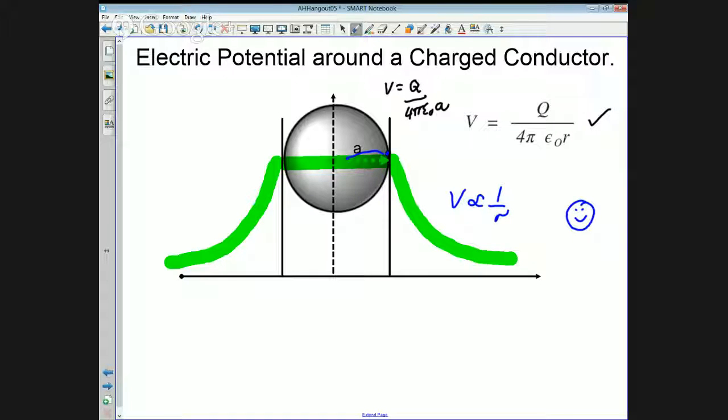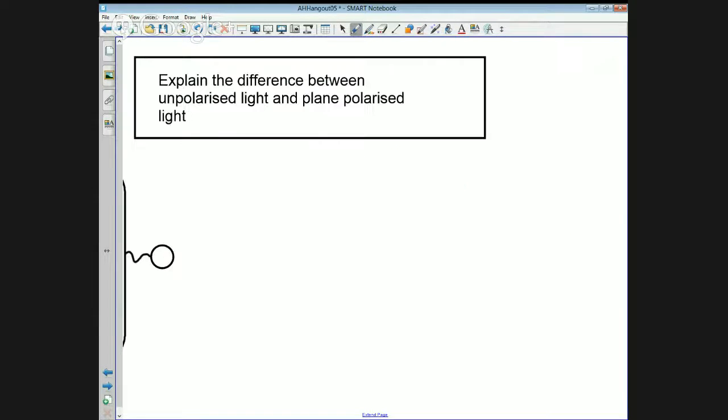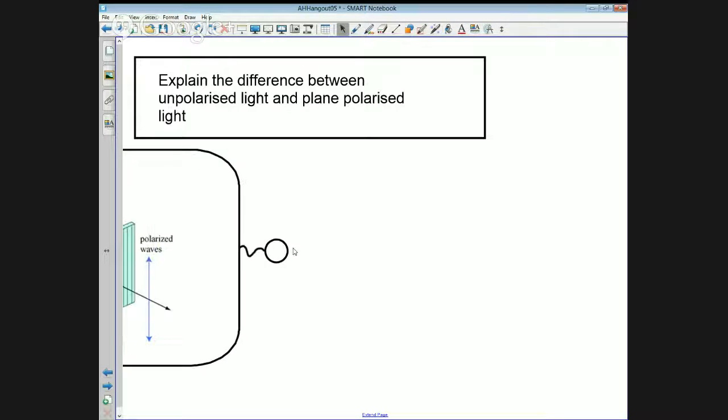Okay, nearly there for our hangouts. So what's the next question waiting in the wings? Let's see. Oh, right, it's this one. Explain the difference between unpolarized light and plane polarized light. We did this a few days ago in the class, and here's a quick picture to help you remember.